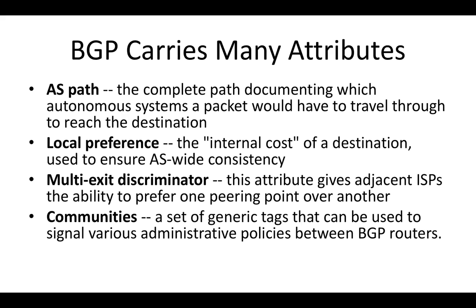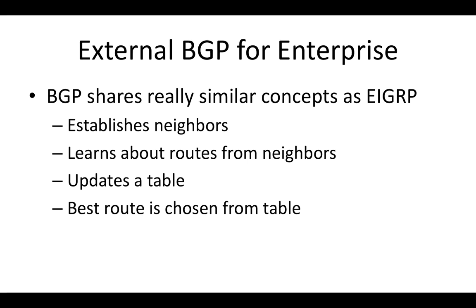There's multi-exit discriminators, and what this is basically doing is saying we might want to prefer one of the ISPs over another. So if we're connected to two ISPs, I might say ISP number 1 is preferable over number 2, so I can change the cost of that and say you need to go out ISP 1 if it is up and available. So we can kind of change the weights of things that way as well. And lastly, we have communities. So these are just basically generic tags that can manipulate different administrative policies. We'll get into a little bit of that more later when we actually get into the configuration of this kind of stuff. So a few more properties of BGP.